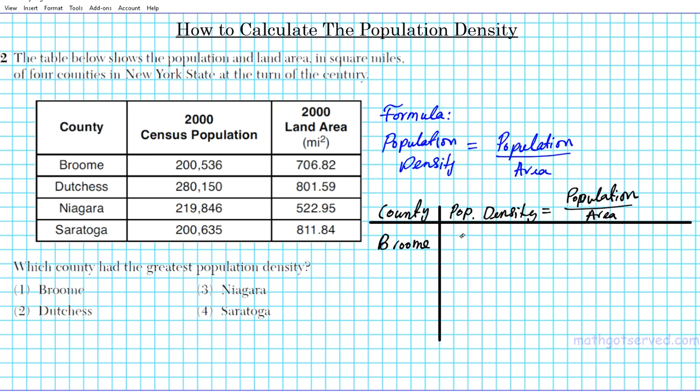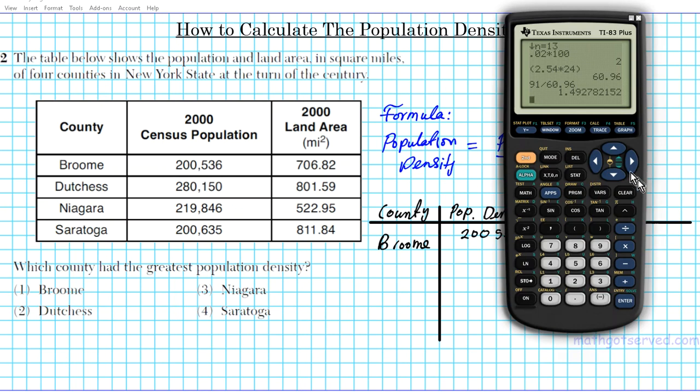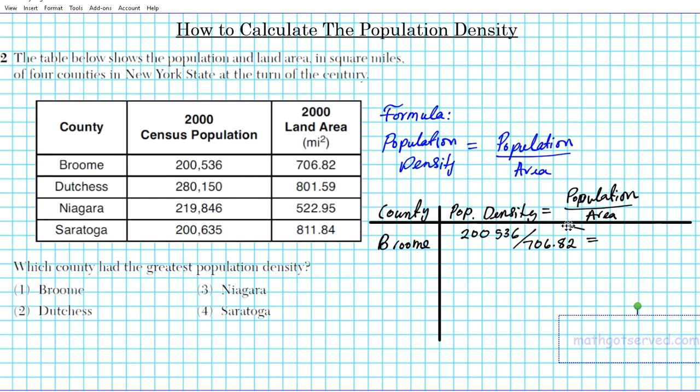Okay, so let's get started with Broome County. So for Broome County, the population is 200,536. That's the population. So we're going to divide that by the area, which is 706.82. Alrighty, let's fire up our calculators and carry out the calculation. So we have 200,536 divided by 706.82. Enter. We have 283.72. Okay, so let's write that down.